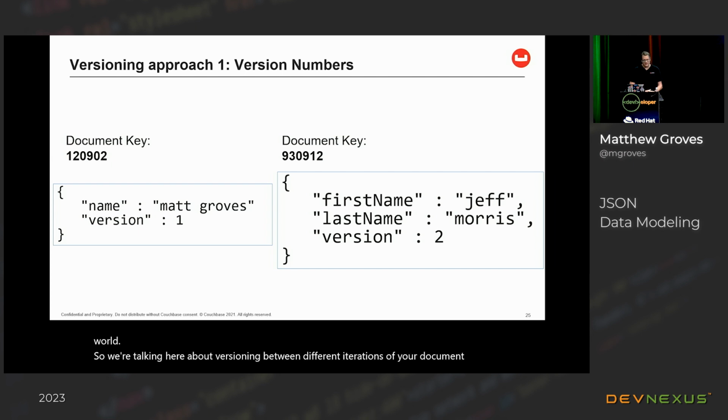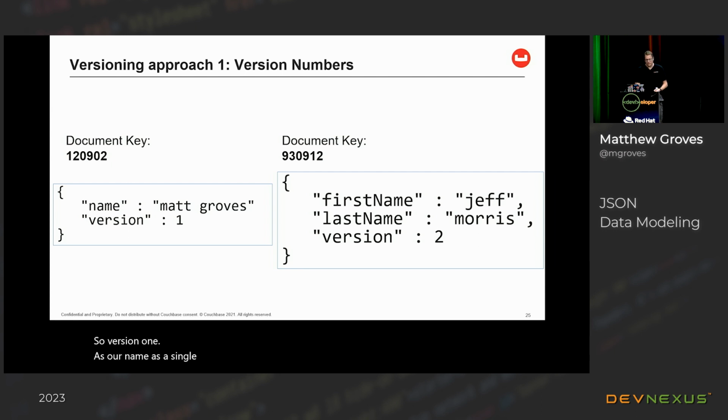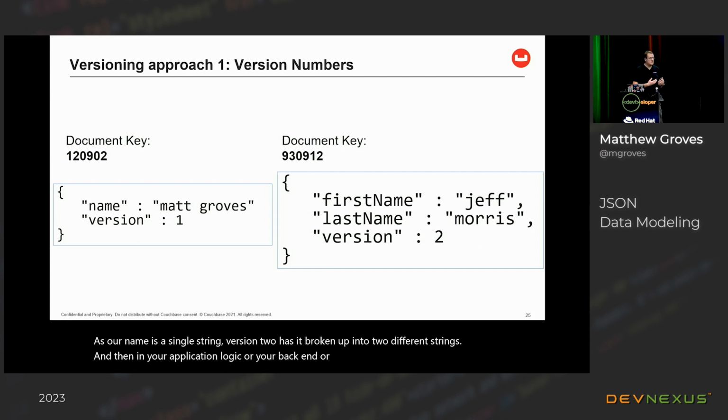So one approach is to simply put a version number in there. Version 1 has name as a single string. Version 2 has it broken up into 2 different strings. And then in your application logic or your backend or whatever, you can have some logic around the version number that treats your documents differently. So that's one approach you could definitely take.